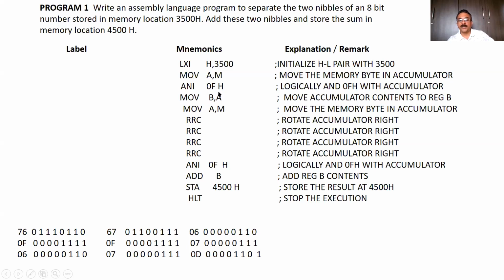ANI 0F with the contents of accumulator. Now here 76 is there in accumulator and the instruction is ANI 0F. So how do we express them? Now 76 can be expressed like this. Each digit, or we call it a nibble also, is expressed as a group of 4 bits. So this 6 can be expressed as 0110. Similarly, 7 can be expressed as 0111.